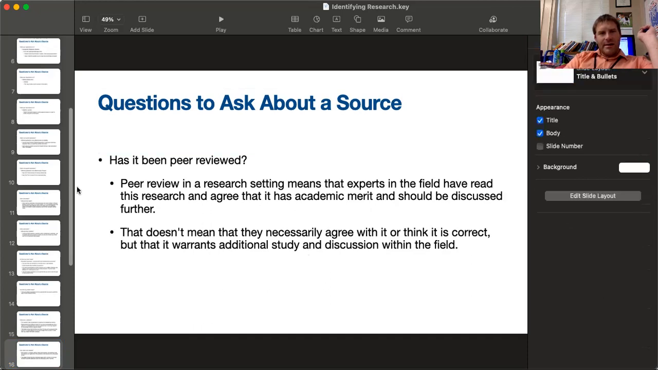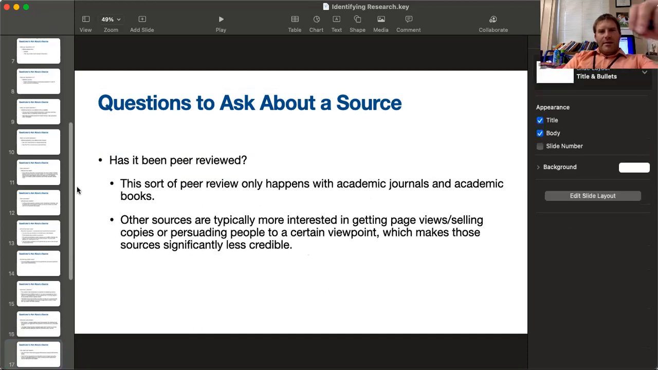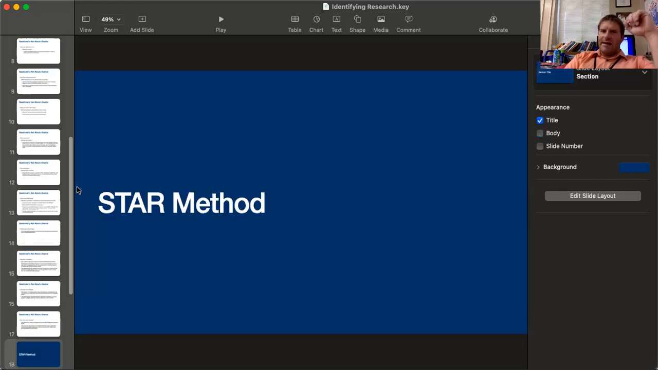This sort of peer review only happens within academic journals and academic books. So that's where you're going to find this debate, this academic discourse going on. Other sources are typically more interested in getting page views, selling copies, or persuading people. So they're not as credible when it comes to this, whereas academic journals are focused on pushing forward the idea.